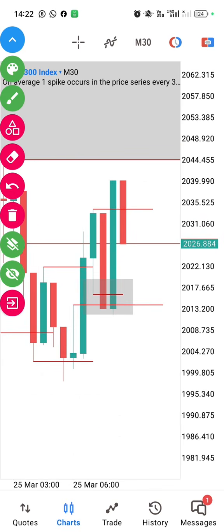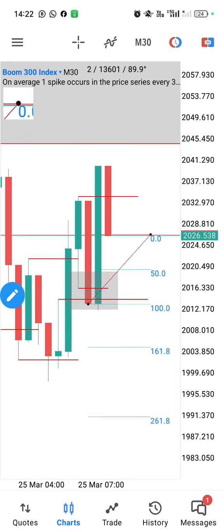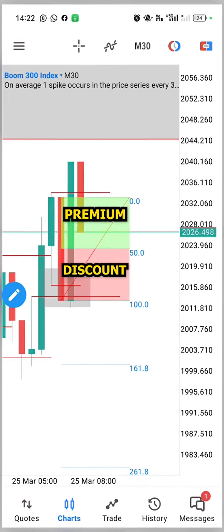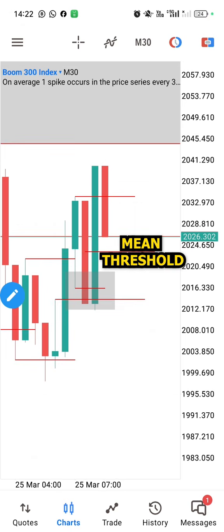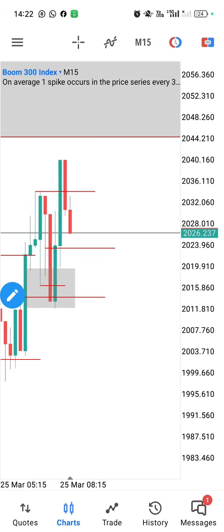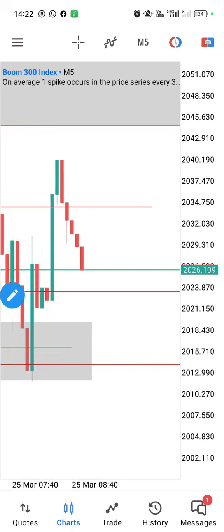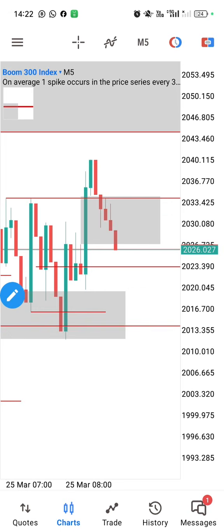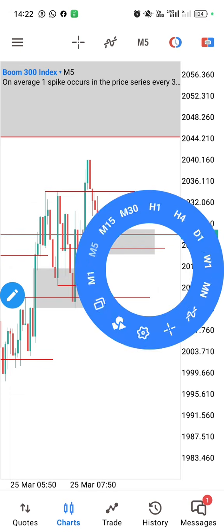Where I think it's going to react off of is at the mean threshold. So when we mark out the Fibonacci, we can see the premium and discount of that 30-minute order block, and the mean threshold of the 30-minute order block is where I think it's going to react off of. But there's also the 5-minute order block inside and another 5-minute order block after the fair value gap has been filled. So it filled the fair value gap and then there's another 5-minute order block. So I had to buy it.